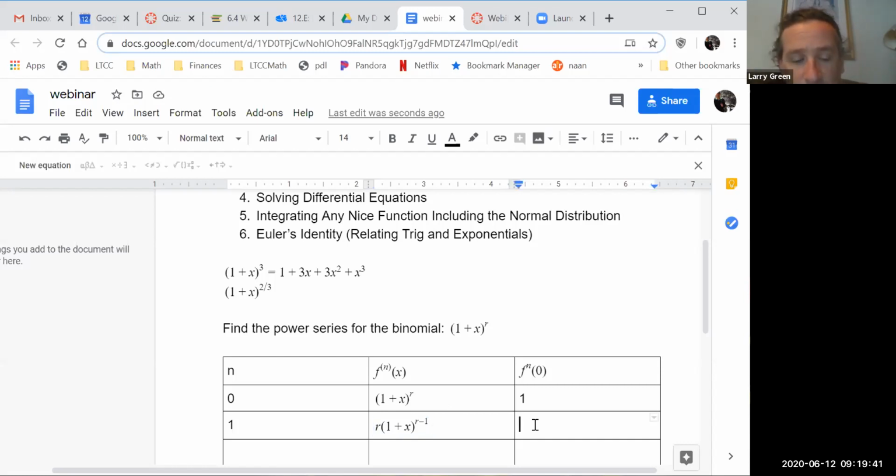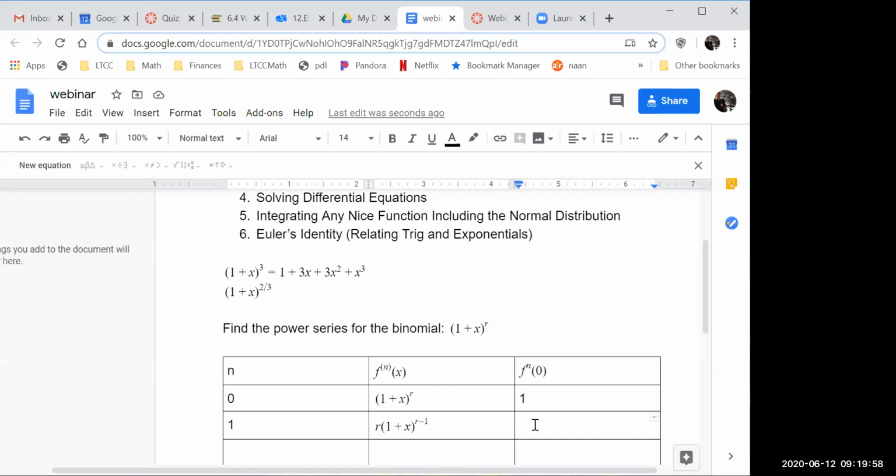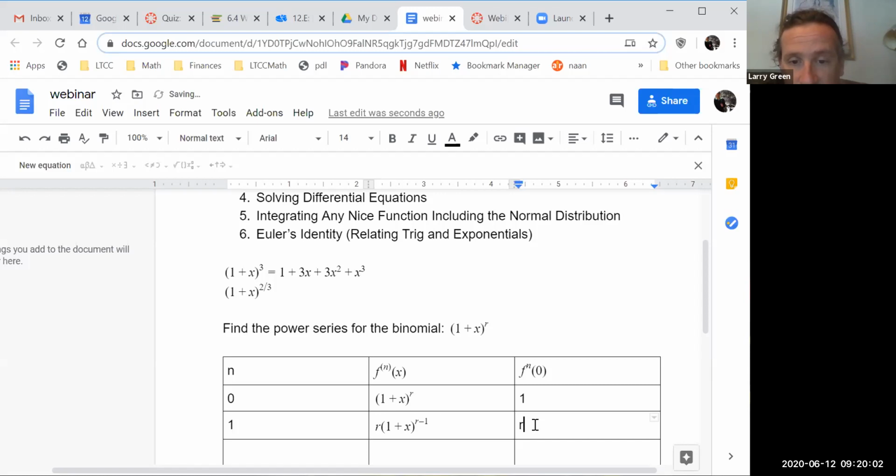If I plug in 1, what do I get? If I plug in 0, what do I get? It's easy. r to the r minus 1. No, just r. Because notice that we get r times 1 to the r minus 1, and 1 to the r minus 1 is just 1. So it's just r. Is that clear?